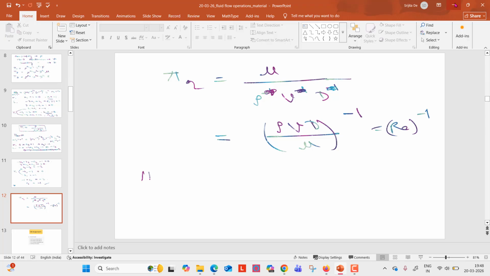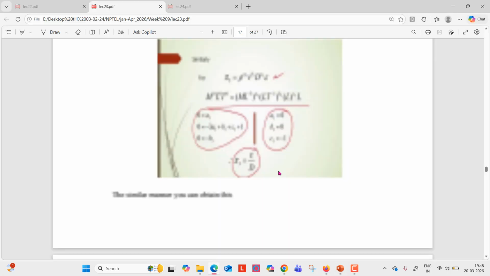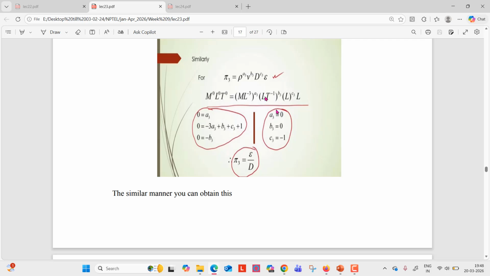And pi 3, similarly, if you solve it, you will get pi 3 as epsilon by D. I am not doing it, so I can explain it from here. Similarly here, if you compare, A3 will come 0, B3 will come 0, and C3 will come as minus 1. So it is nothing but the epsilon by D. Okay.